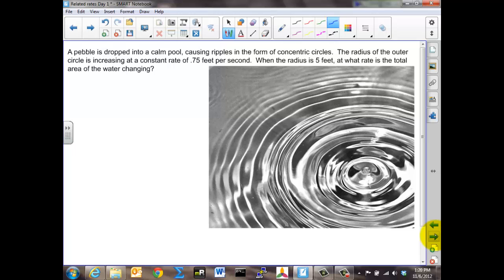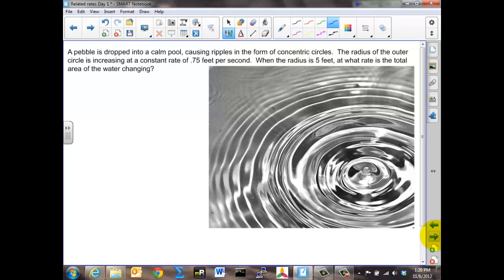All right, let's look at the next one. A pebble is dropped into a calm pool, causing ripples in the form of concentric circles. The radius of the outer circle is increasing at a constant rate of 0.75 feet per second. When the radius is 5, at what rate is the total area of the water changing? Okay? So has everybody got a clear picture of what's happening? Lake's smooth, nothing's happening to it. And you drop a pebble into the middle of it, and what starts happening? It's going to start rippling out, okay?